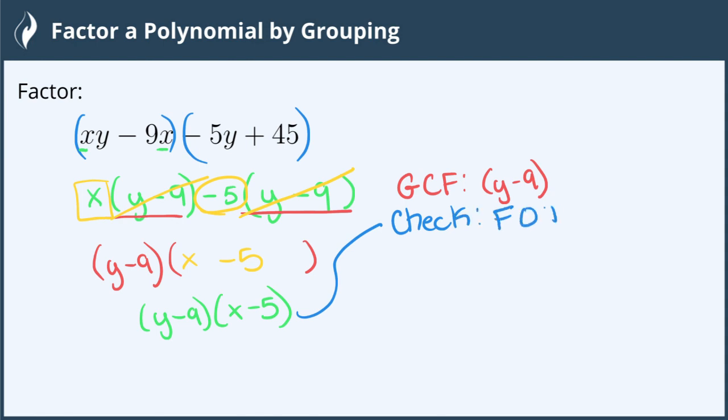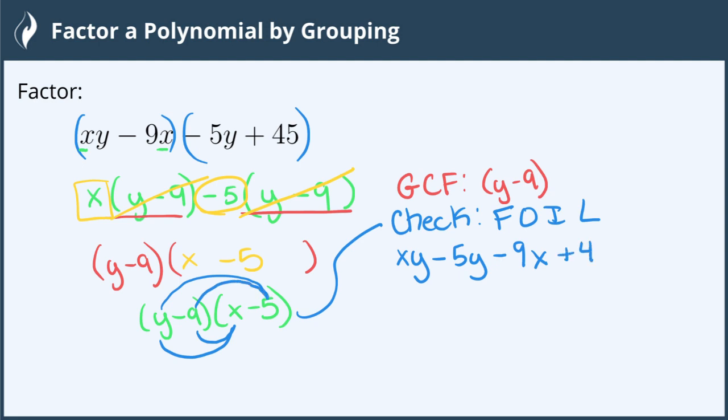first, outside, inside, last. If we multiply the first term to the first term, we get x times y, so we have x and y. Then the outside, we will have y times negative 5, which is minus 5y. Then we multiply the inside, which is negative 9 times x, so minus 9x. And then the last, negative 9 times negative 5, which is positive 45.